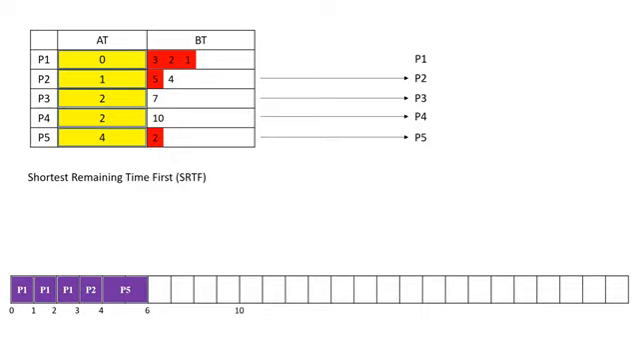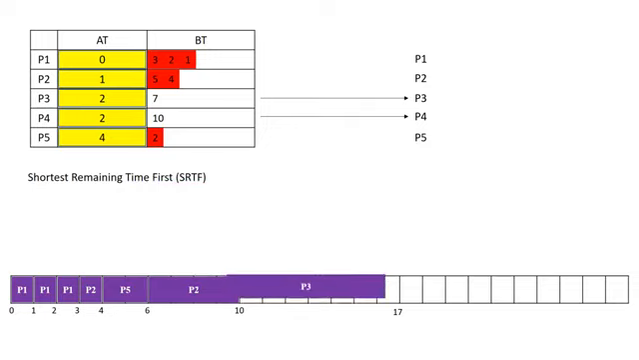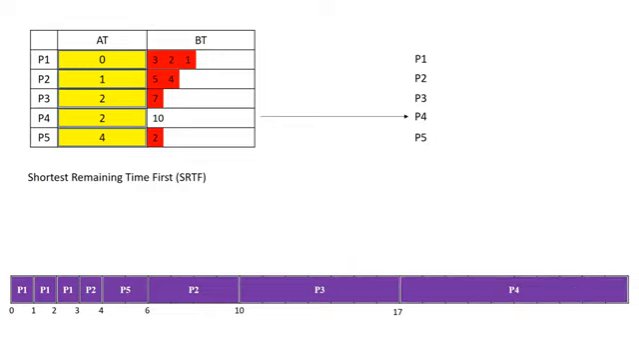Next one is P2. It has 4 time units left. P2 is out of the system. And now we have 2 processes left, P3 and P4. P3 is scheduled. And the last process, P4, is scheduled and is taken out of the system.